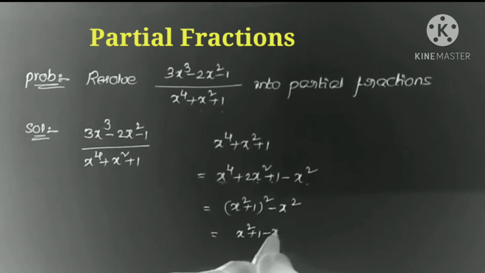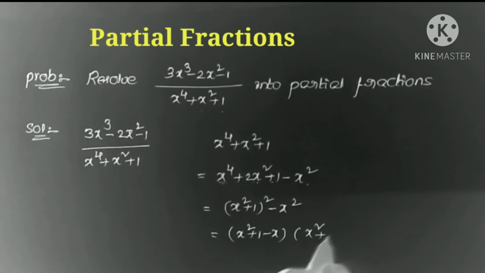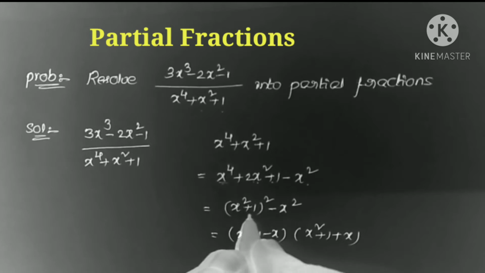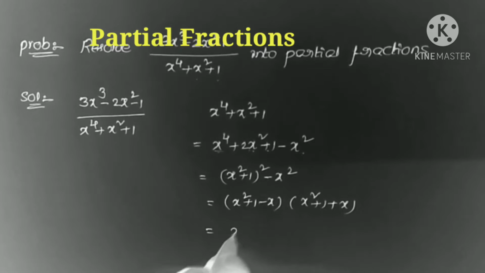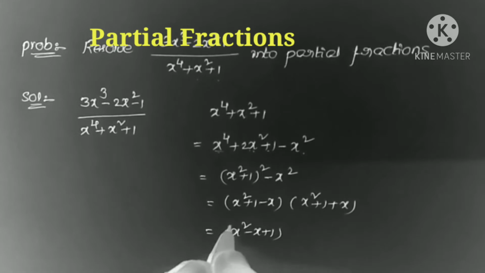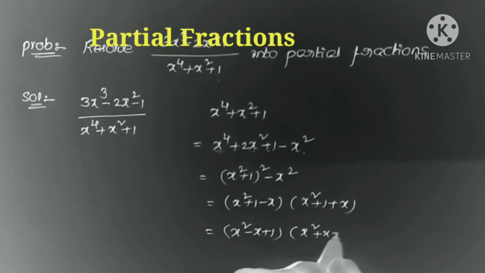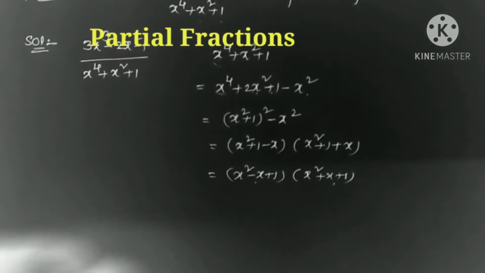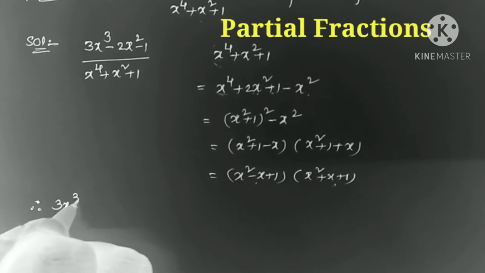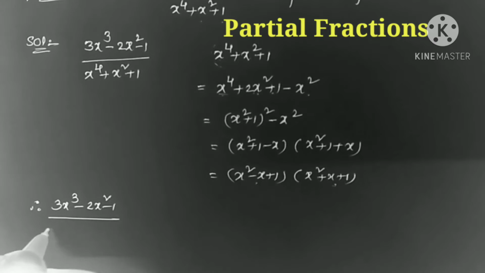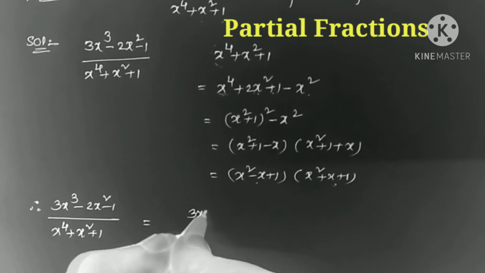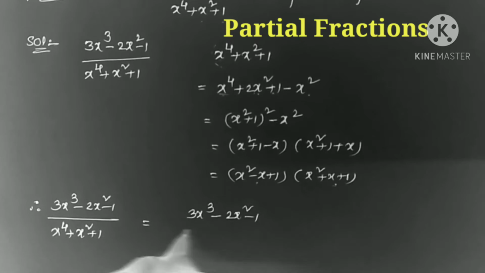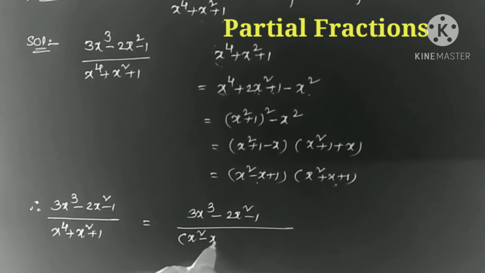So what is the answer? (a + b)(a − b), that is (x² + 1 − x)(x² + 1 + x), which equals (x² − x + 1)(x² + x + 1). That is, the denominator becomes the product of two terms. Now we replace these values in the given problem. Therefore the given problem, (3x³ − 2x² − 1)/(x⁴ + x² + 1), is equal to (3x³ − 2x² − 1)/((x² − x + 1)(x² + x + 1)).